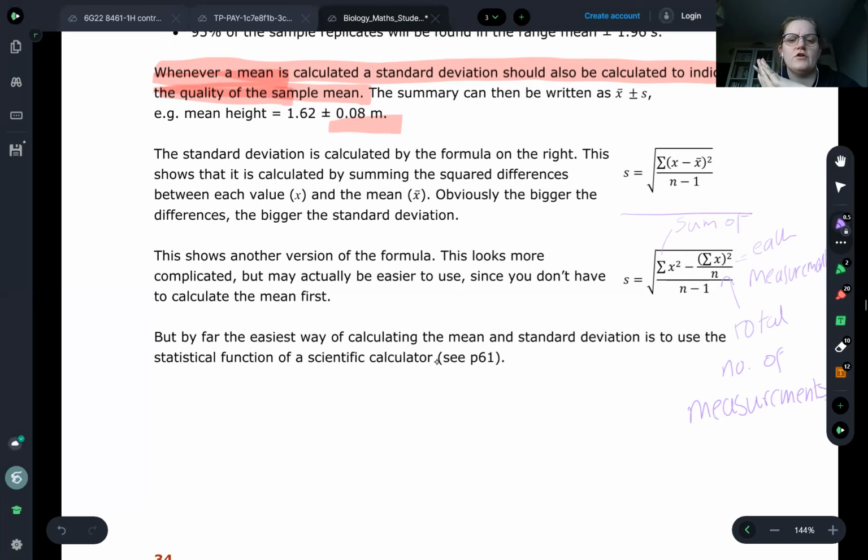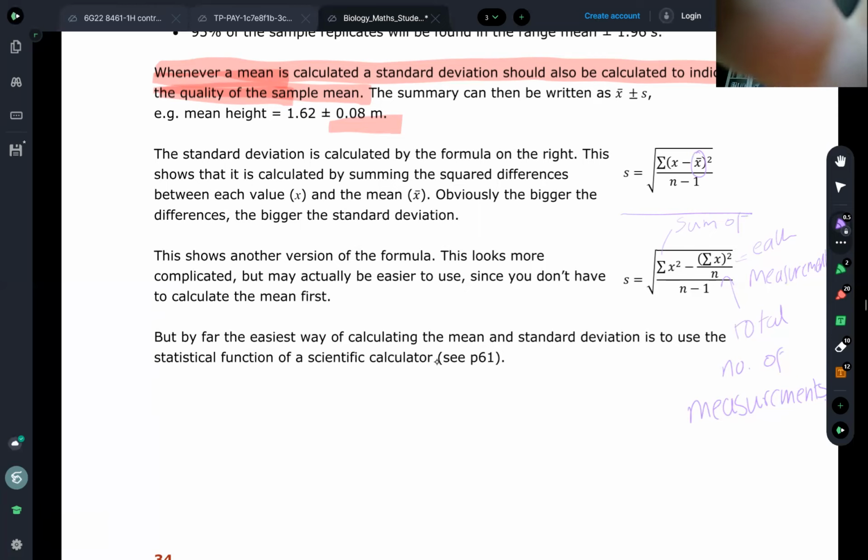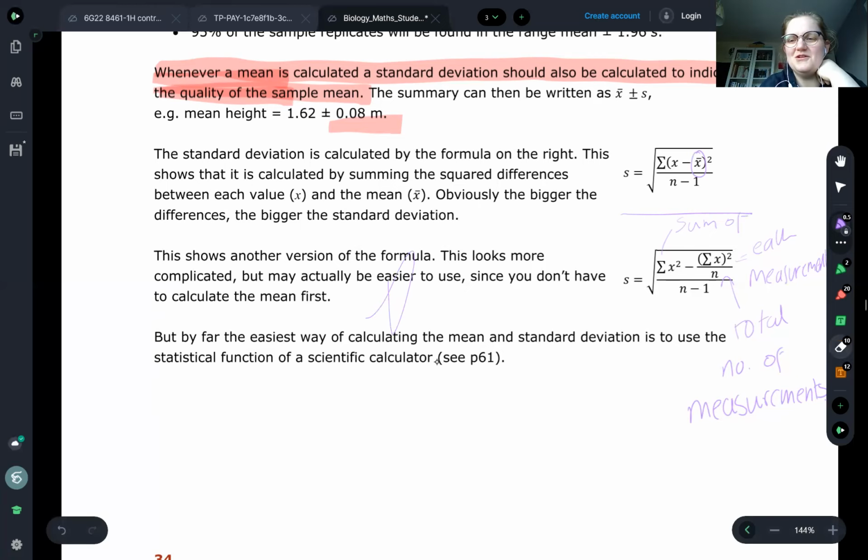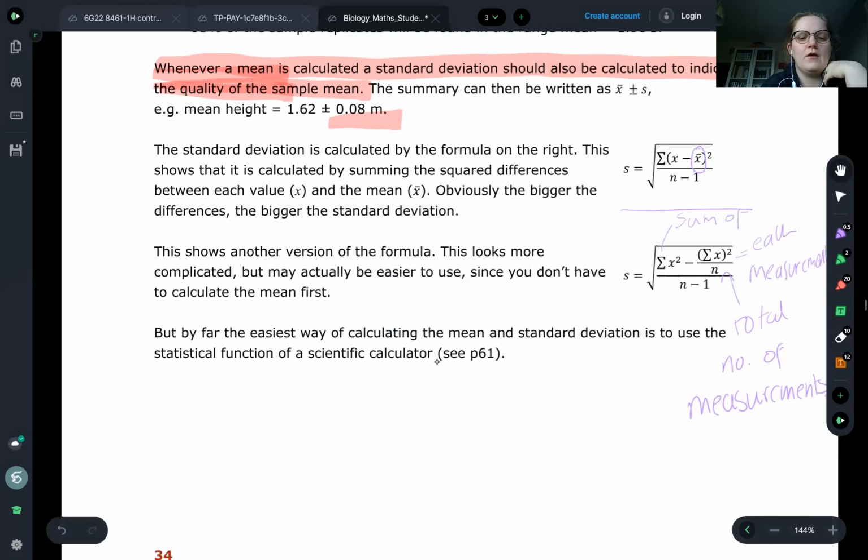So this shows another version of the formula. It can look more complicated, but it can be easy to use because you don't have to calculate the mean first. In the previous one, because we've got this part, you need to calculate the mean first. This one you don't. However, the easiest way of calculating the mean and standard deviation is to use the statistical function of a scientific calculator. You can get a scientific calculator to do all this for you if you input a table.